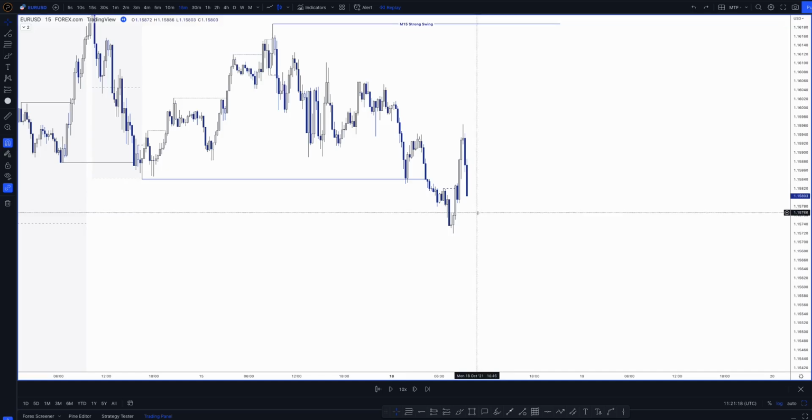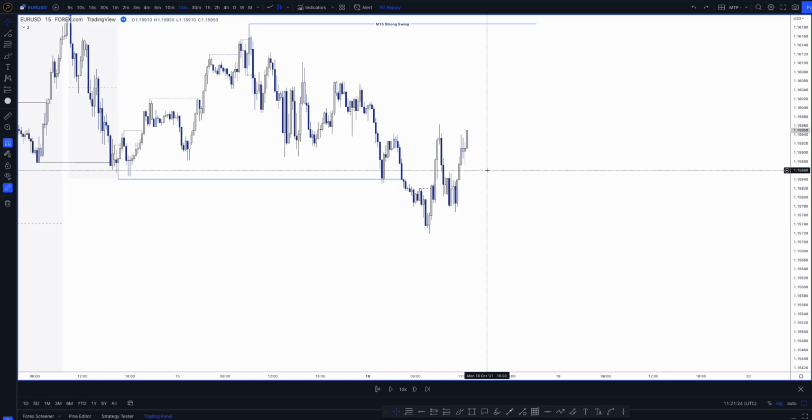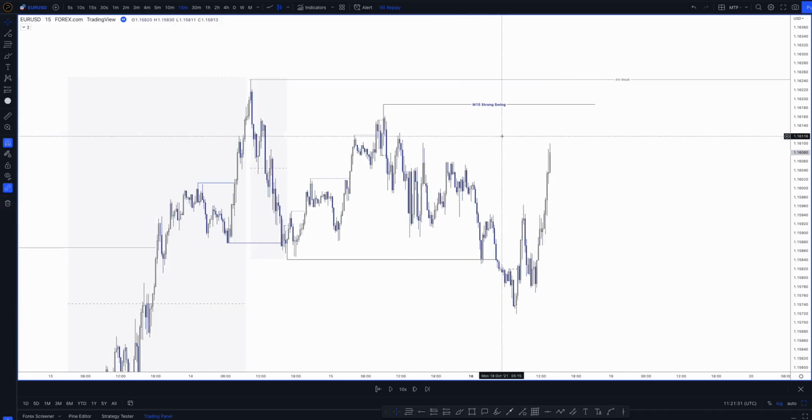And then we have a bit more of a big move to the upside, spike that high, don't quite close above it, and then we come in lower. And then what do we do? We come into the extreme, mitigate that level of demand, and then we start to push up higher, okay? And then we get that bullish IBOS.